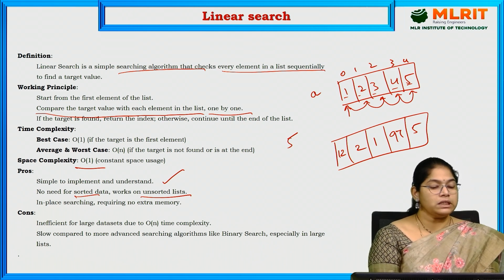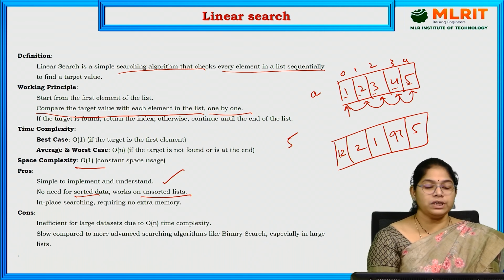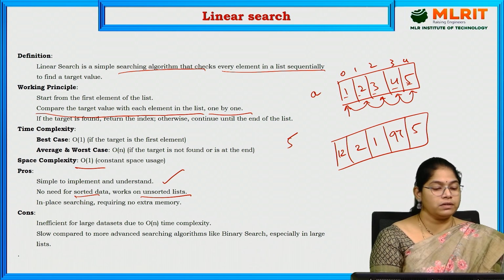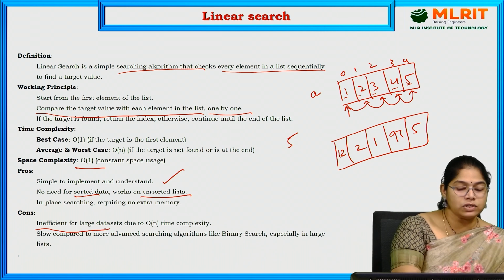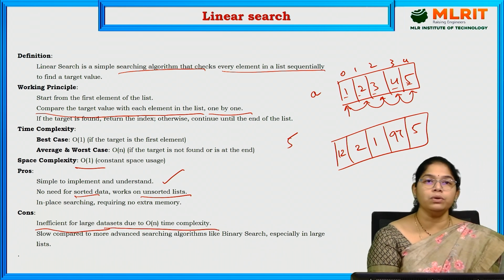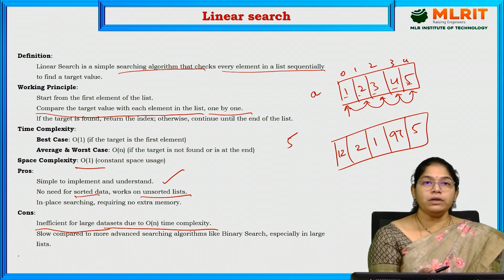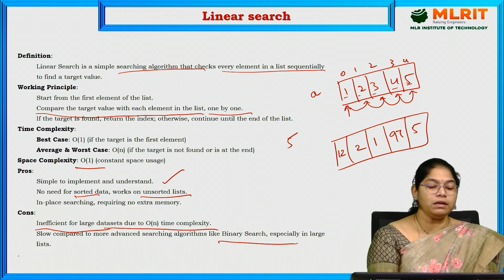Then cons: it is inefficient for larger data sets. If you have a large data set, it is inefficient, and we can go with a binary search instead. The con is that it is inefficient for larger data sets due to time complexity. It is slow compared to other searching techniques like binary search, especially if we have a larger data set.